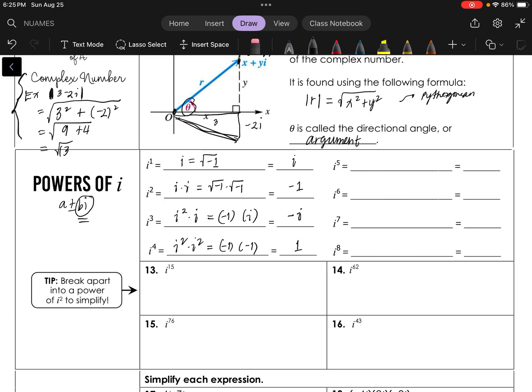Now that's for the first 4 powers of i. Let's try to observe the next few powers. We have i to the fifth. i to the fifth is just i raised to 4 times i.